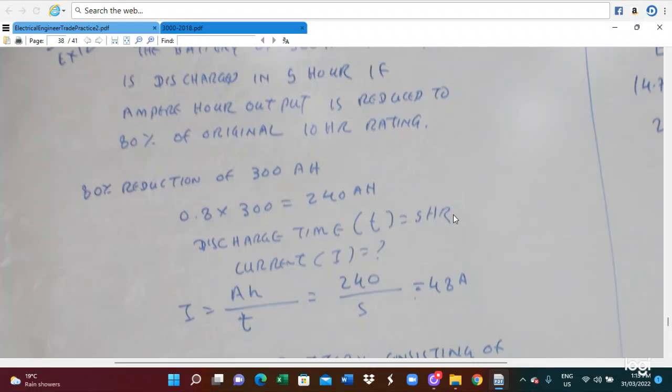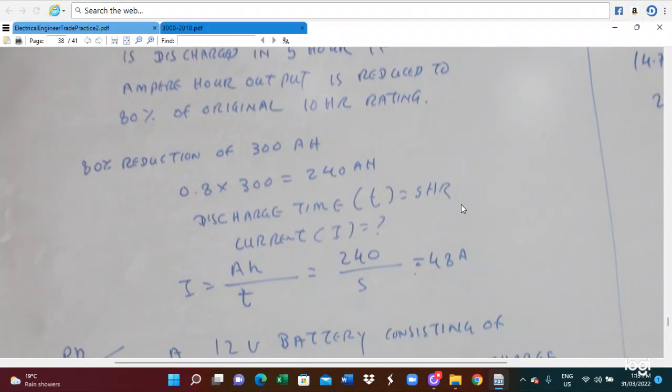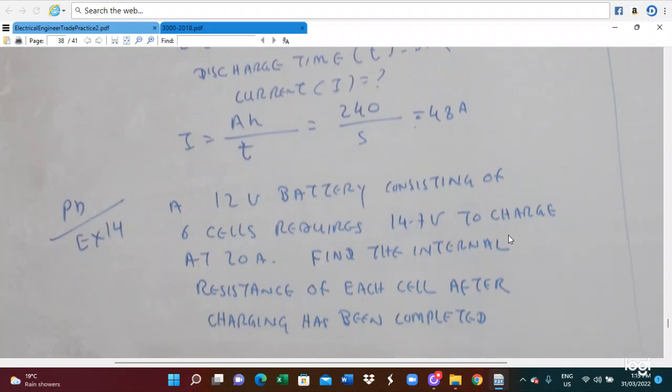So we have to find out the discharge time. Discharge time is given as 5 hour. So the current we have to calculate: I equals ampere hour by T. So 240 by 5, you get 4 ampere.